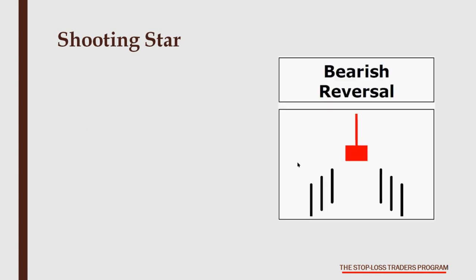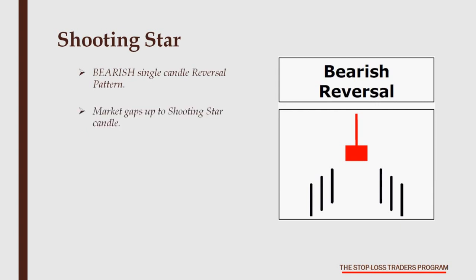Next candlestick pattern is the shooting star. So shooting star, it appears like this. It is a bearish single candle reversal pattern. Market gaps up to the shooting star candle and then it may gap down. But this is the ideal case. It is not necessary that always the gap up and gap down is there. Okay, friends, are you clear with that?